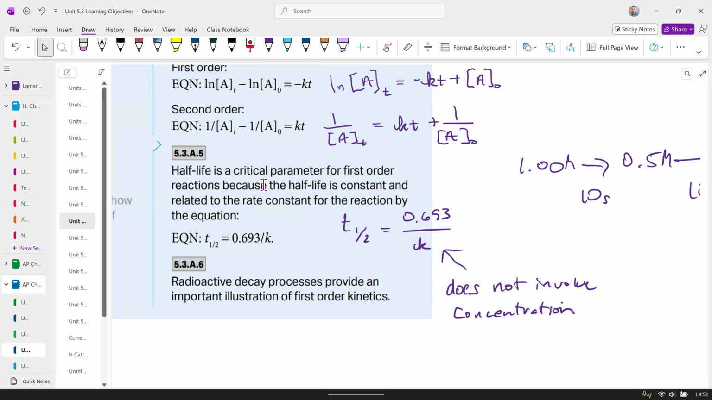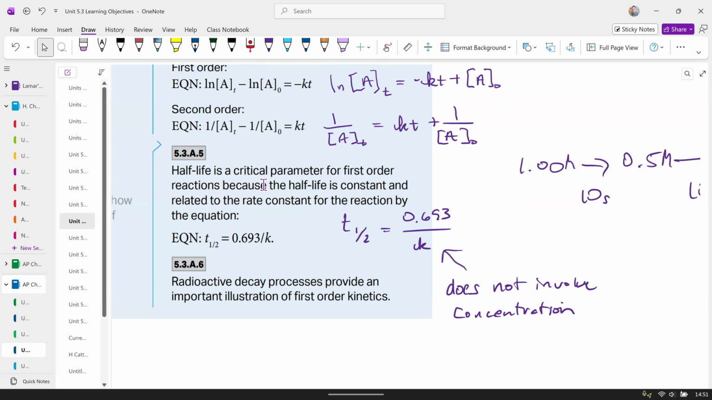There is a half-life for zero, first, and second order, but two of those are omitted. Only one of those is integrated into our wonderful AP standards, and that is first order. So when we're looking at half-lives, we're only going to be looking at first order half-lives.